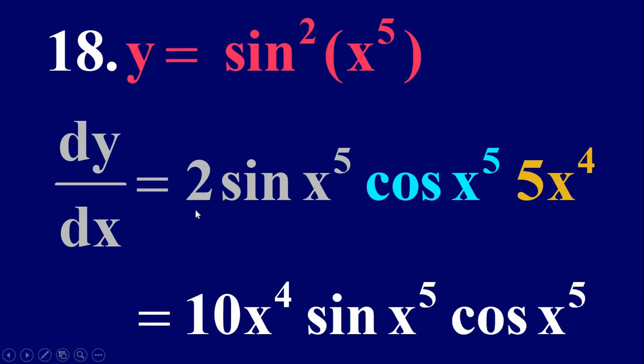Or else here you can use formula. 2 sin theta cos theta is sin 2 theta. We can write it as sin 2 into x to the power 5 into 5x to the power 4. Like that also it is possible. Or here just multiply this. 5 2s are 10 x power 4, sin x power 5 and cos x power 5.